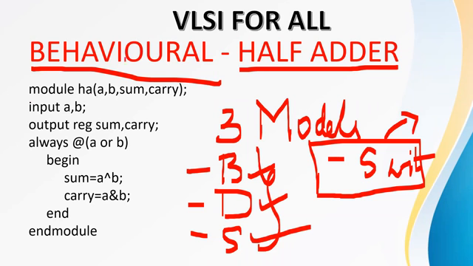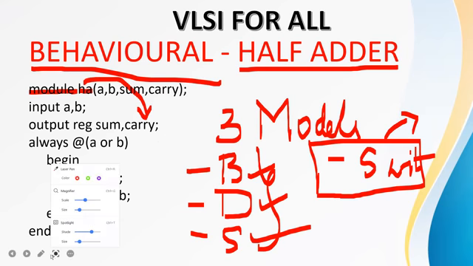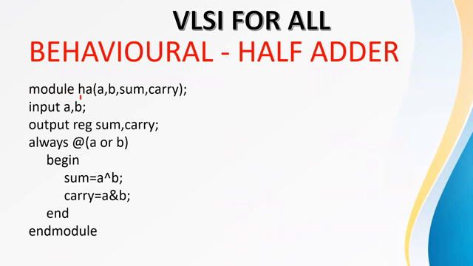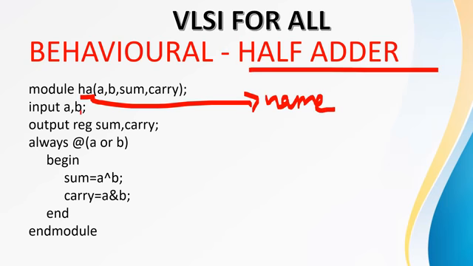Coming to behavioral, I have defined a module. Module represents the starting of the lesson, and HA refers to the name of the lesson. This HA is something like a name. For example, we want to represent half adder as HA. This module is like lesson 1, and this half adder is the name of the lesson. This is the example I can give.